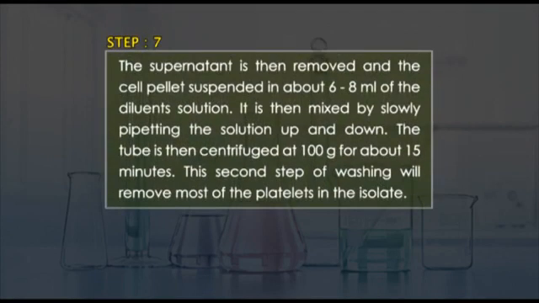In step 7, the supernatant is then removed and the cell pellet suspended in about 6 to 8 ml of the diluent solution. It is then mixed by slowly pipetting the solution up and down. The tube is then centrifuged at 100 G for about 15 minutes. This second step of washing will remove most of the platelets in the isolate.